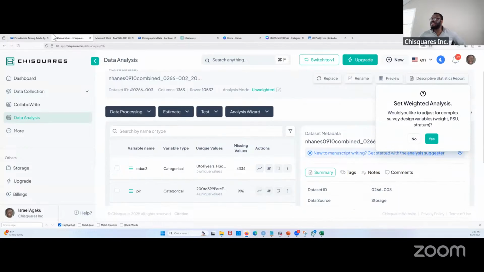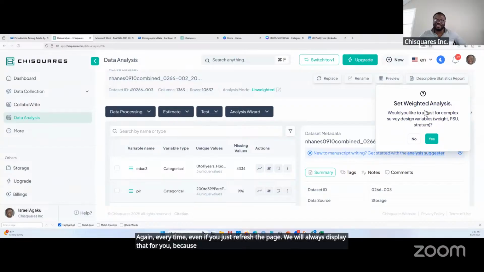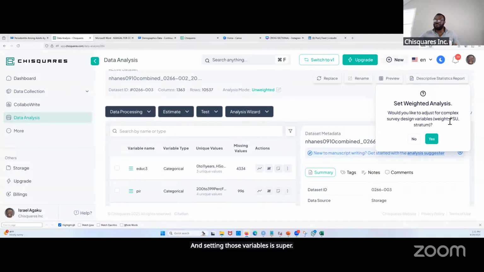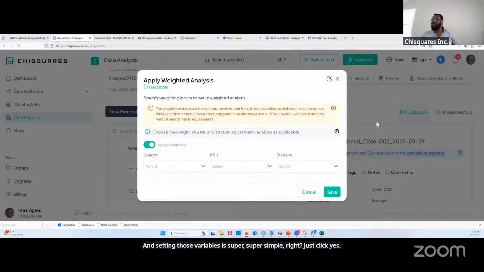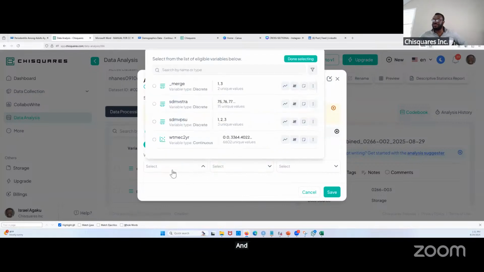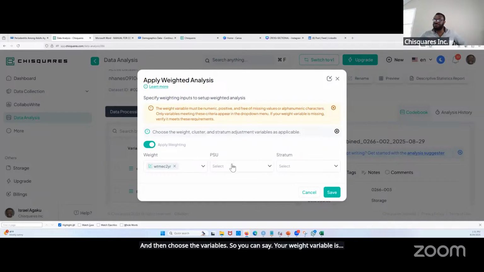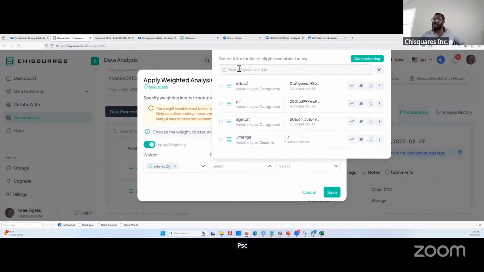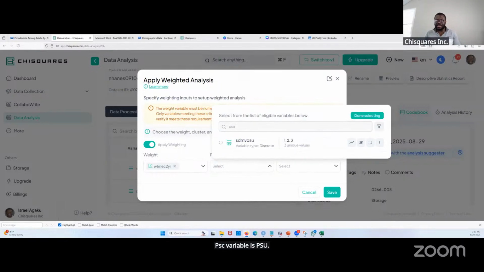Every time, even if you just refresh the page, we will always display that for you because it's so important. We can't allow you to forget it. And setting those variables is super, super simple, right? Just click yes, and then choose the variables. So you can say your weight variable is weight MEC2. The PSU variable is PSU. How do I know this variable? Well, I read the documentation. So how are you going to know what these variables are? Well, you have to read the documentation too.